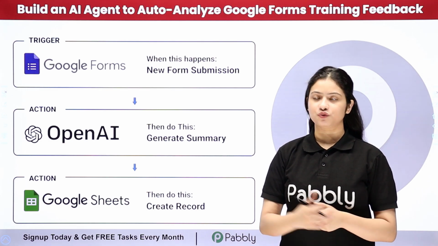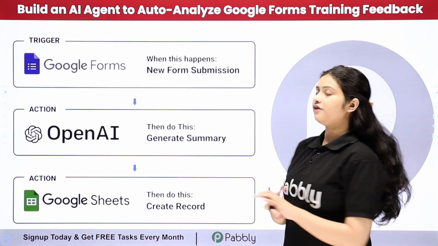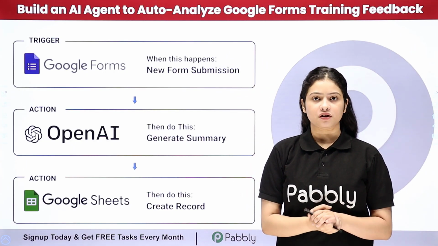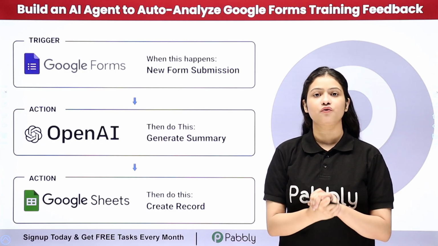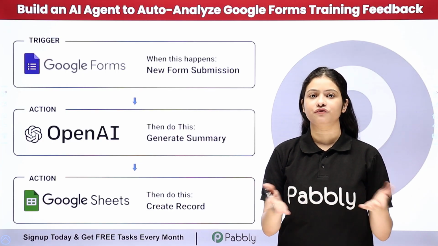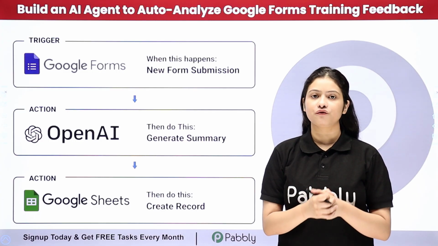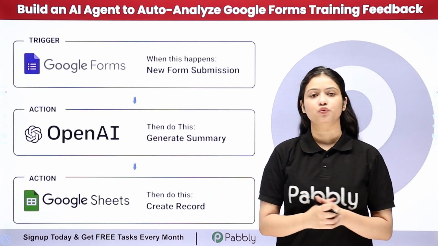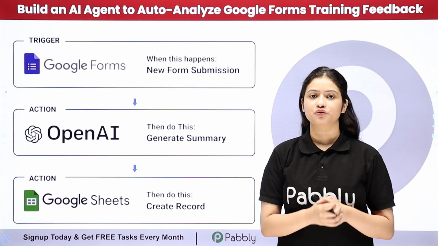In this video, we are going to learn how to build an AI agent to auto-analyze Google Forms training feedback. So I am a corporate trainer and on a regular basis, I am conducting various training sessions in my organization for the employees. After each training session, I receive a form response with feedback on the training session, and I need to generate a summary for each long-form response and add the details in my Google Sheets. To create this amazing automation, I am not going to use any coding and programming skills.